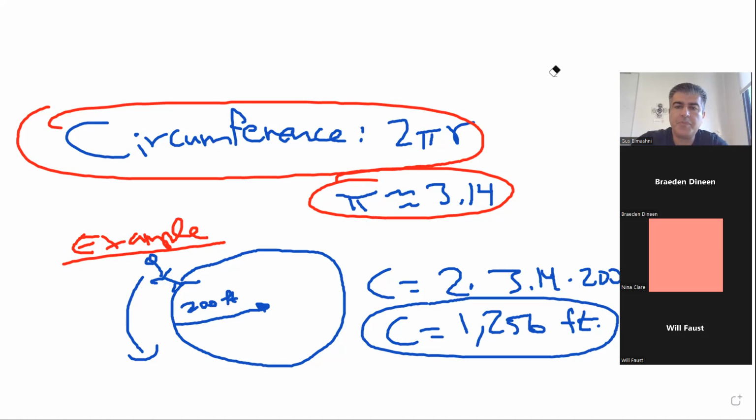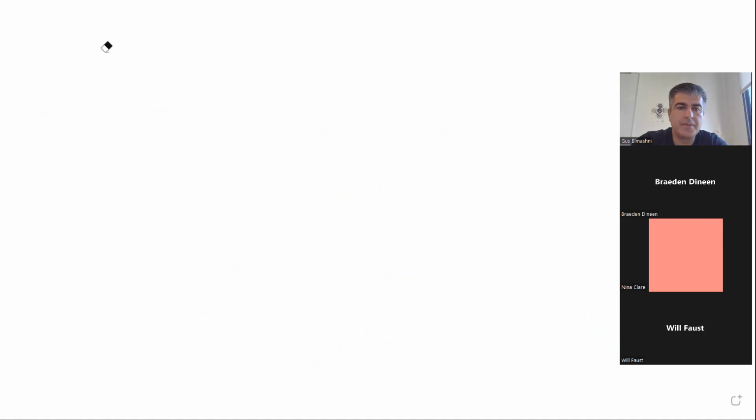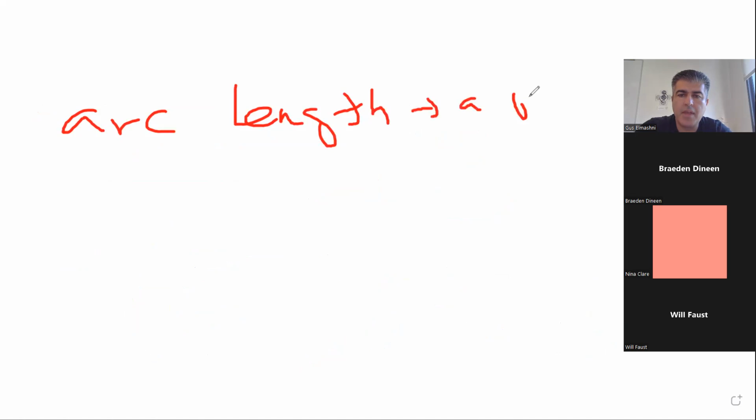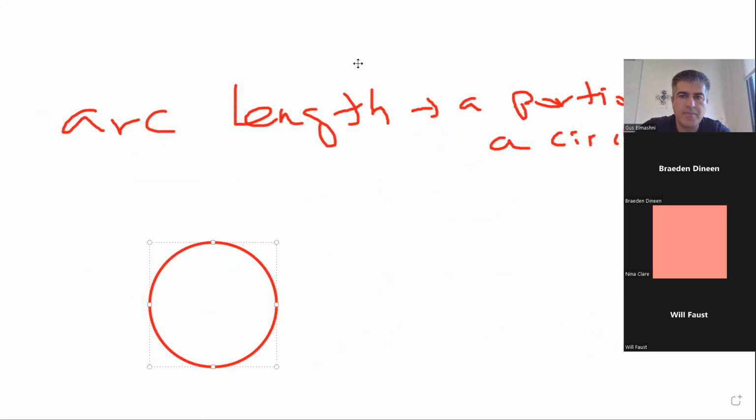Okay. Now, arc length is simply a portion of a circle. That's all. Just a portion of a circle. So let me actually draw a nice circle. Let me draw the center. Let me draw a radius. Let me draw another radius.